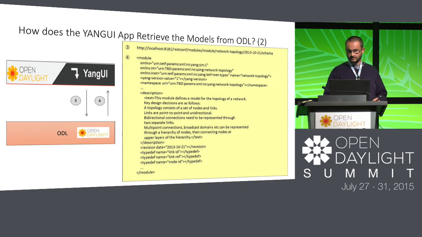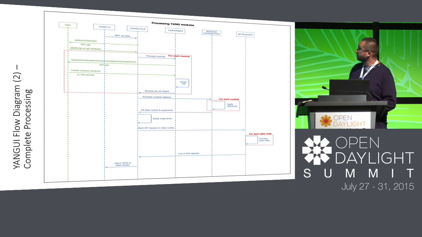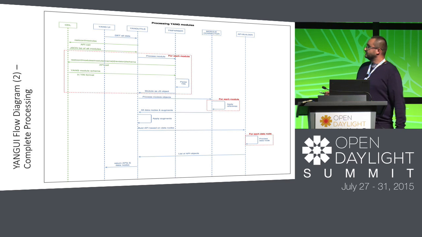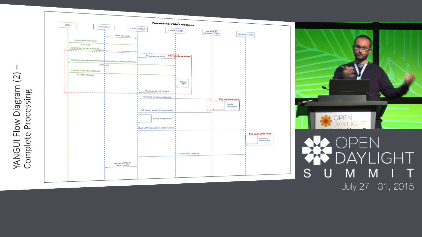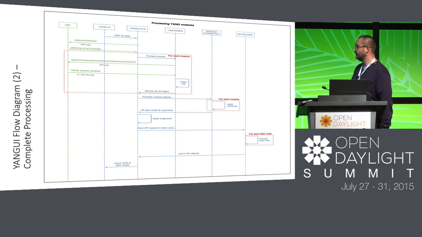Okay, this is the same slide, the example of the schema, and this is the whole processing. It's maybe too small, but this is the whole process of the Yang UI application starting. We just need to get all those data from the controller, mangle them in some way, and display the list of the APIs, and this is the start.